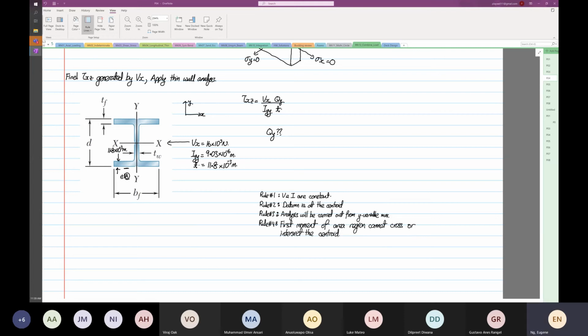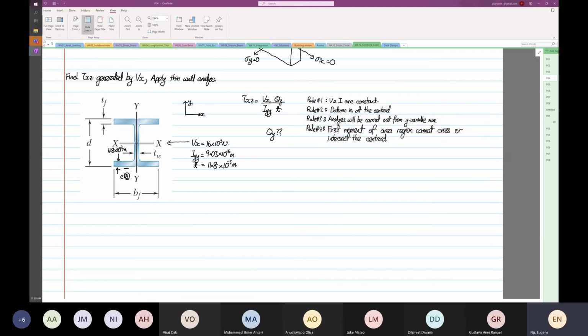So how to calculate our Qy? We have to obey the rules. V and I are constant. We know datums, etc. Analysis will be carried out from the Y maximum. So the analysis direction will be in this direction. I'll use a different color. Sorry. So this is the analysis direction.